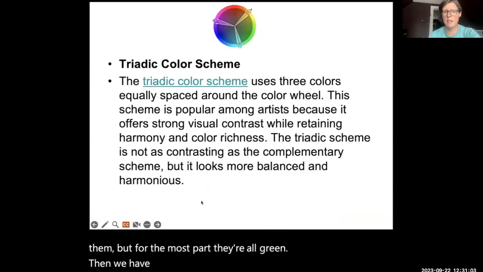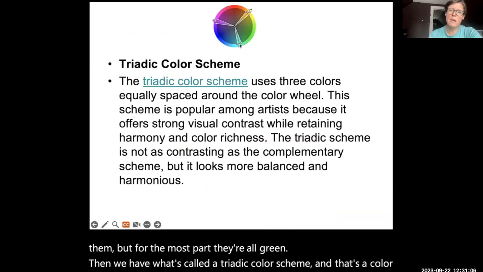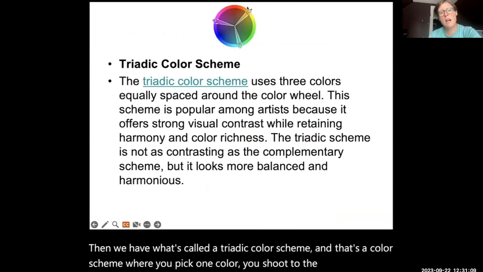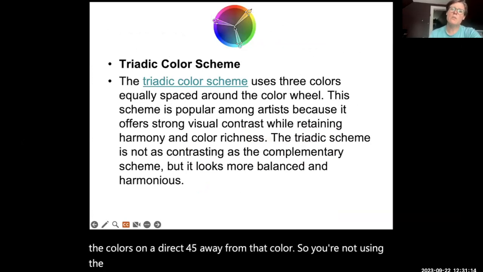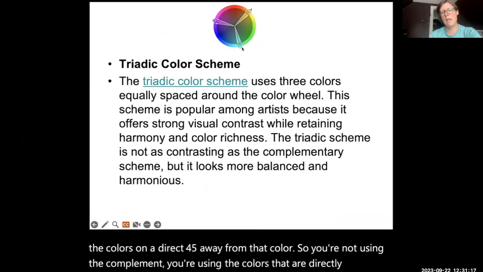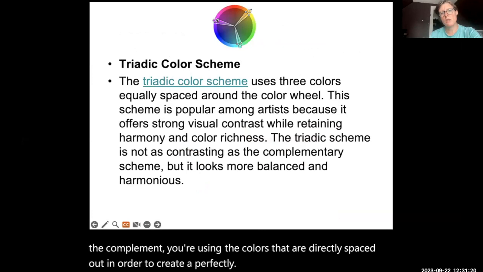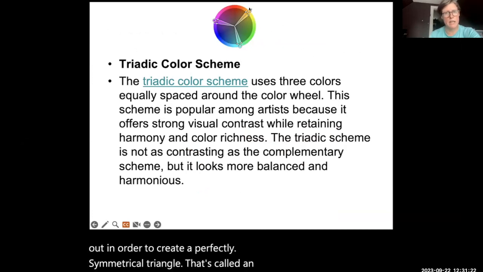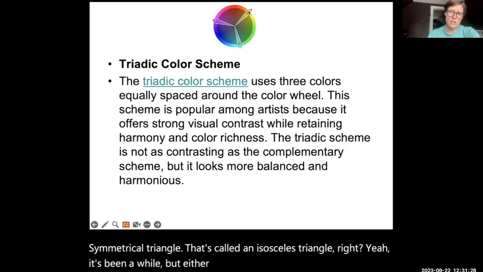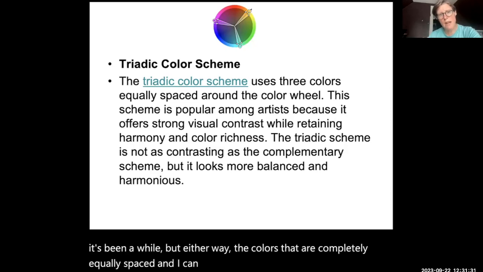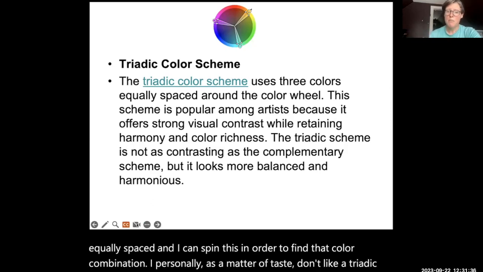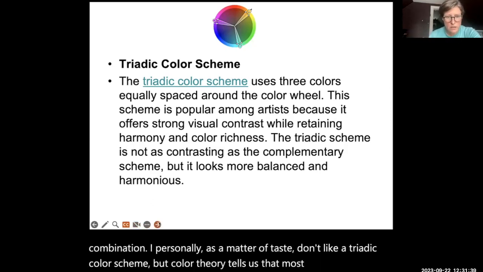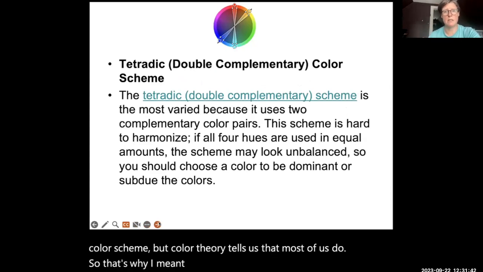Then we have what's called a triadic color scheme. That's where you pick one color, you shoot to the middle, and it's the colors on a direct 45 away from that color. So you're not using the complement, you're using the colors that are directly spaced out in order to create a perfectly symmetrical triangle. That's called an isosceles triangle, right? It's been a while. But either way, they're the colors that are completely equally spaced. I can spin this in order to find that color combination. I personally, as a matter of taste, don't like a triadic color scheme, but color theory tells us that most of us do. So that's what I meant when I said matter of taste.